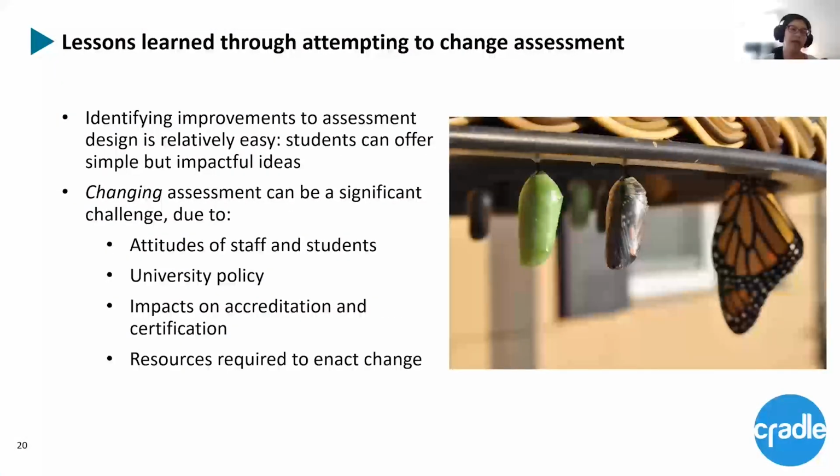And so across all of these different attempts to change assessment, we have learnt a few things. Firstly, that identifying improvements to assessment design is relatively easy and students can offer simple but impactful ideas. But changing assessment can be significantly challenging, and this can be due to attitudes of staff and students. So even if we change the assessment in one iteration, someone might change it back again. University policy, especially around submitting changes and significant changes to assessment design. There's been a lot of discussion around the impacts on accreditation and certification for courses that have that external focus, and also the resources required to enact change.